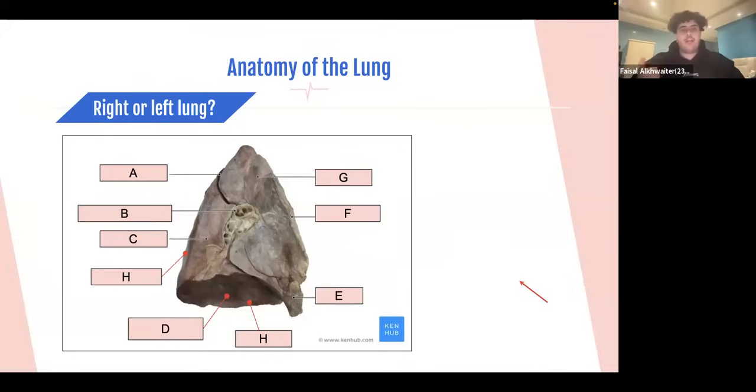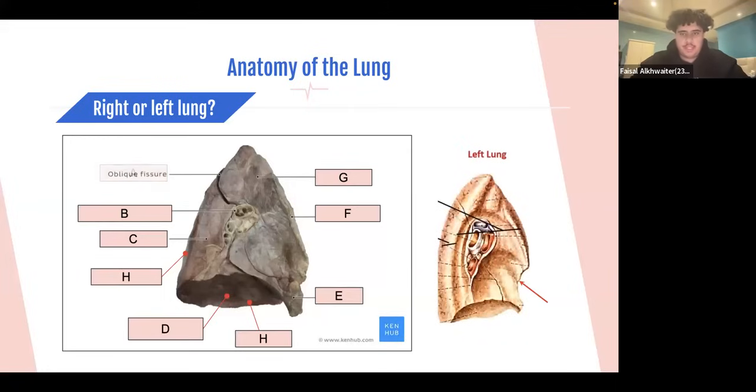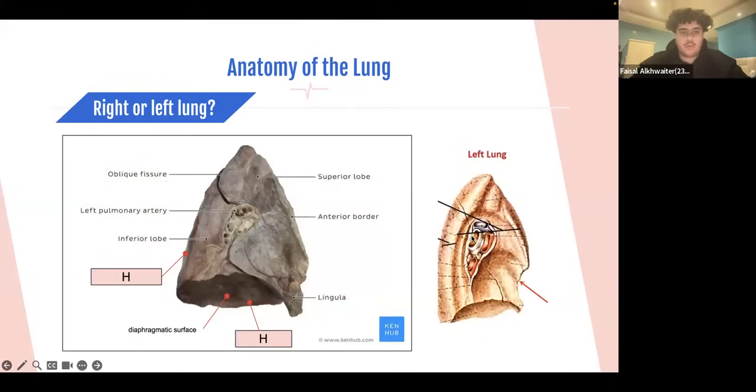So, 1, the lingula. 2, the fissure. Usually in the left lung there is only 1 fissure, but sometimes the fissures aren't very clear. Usually the left fissure goes like this from the left side down. And 3, the organization of the vessels. In the left lung, it's artery, bronchus, vein, so ABV. And the right lung is BAV. So as you can see here, it is the left lung. You can see it's artery, bronchus, and then vein.